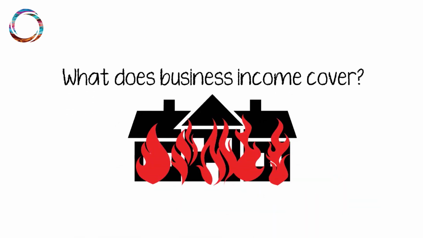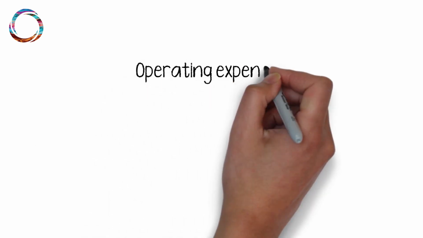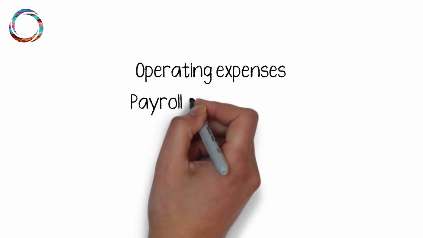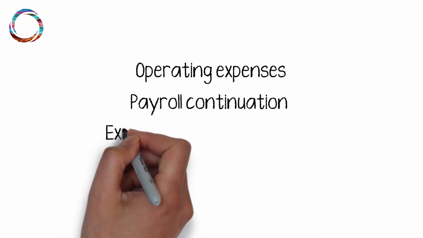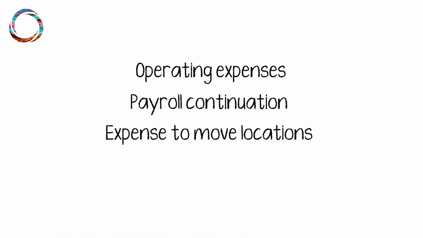At the time of loss to a building that's scheduled onto the property policy, the business income will help cover your operating expenses, your payroll continuation, extra expense associated with moving to a new location, and loss of income.